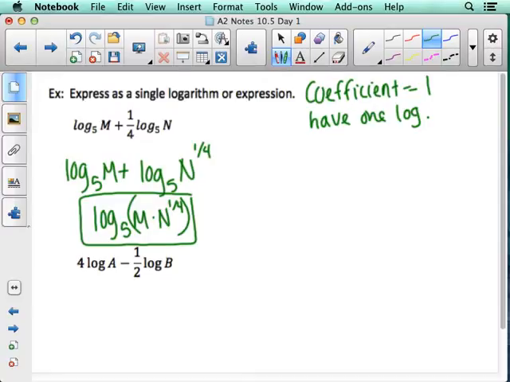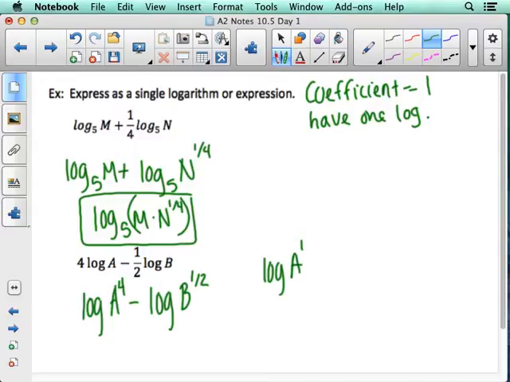Okay, I'm going to bring the 4 up here, so this becomes log a to the 4th, and your base is 10 here, remember. And this is minus log b to the 1/2, your base is 10. Now subtraction means that I combine them using division. So this is log a to the 1/2 divided by b to the 1/2. And I can simplify this even further by saying that this is log of the square root of a over b.